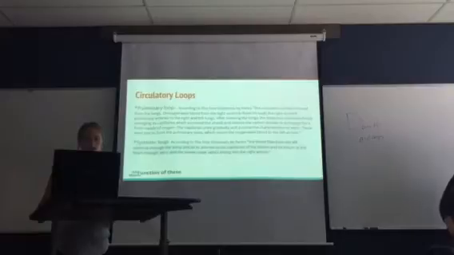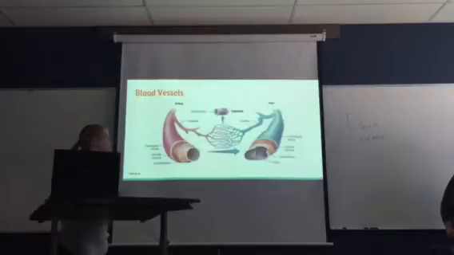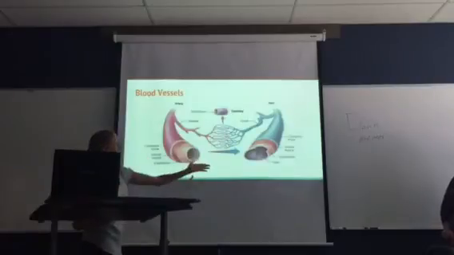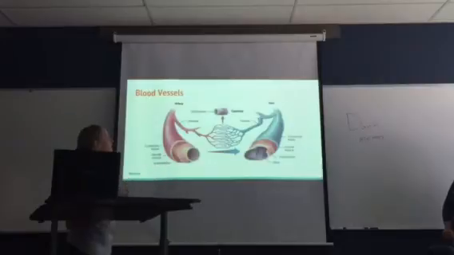And then for the systemic loop, the blood flows from the left ventricle through the aorta and all of its arteries to the capillaries of the tissues, and it's returned to the heart through veins in the vena cava, which empty into the right atrium. And this is just showing that on the red side, we have oxygenated blood, and the blue side is deoxygenated blood.